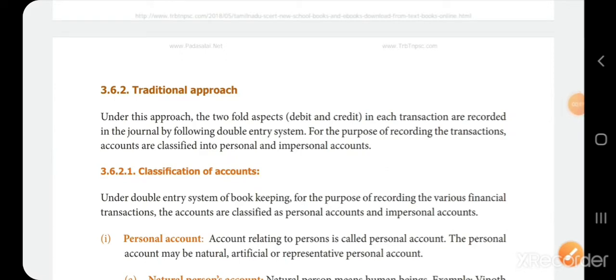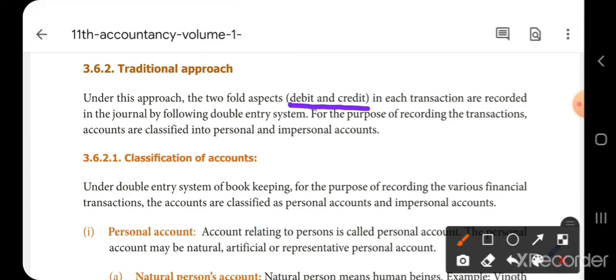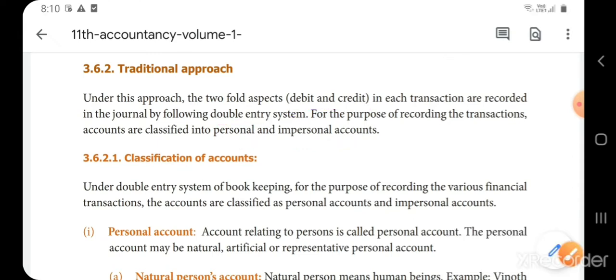Page number 47. Now in this traditional approach, you will prepare a journal entry. In this approach, the twofold aspects, debit and credit, in each transaction are recorded in the journal by following the double entry system. In that journal, you have two aspects, a debit aspect and a credit aspect. For this purpose, you have to classify the accounts into personal and impersonal accounts. I'll tell you one example.